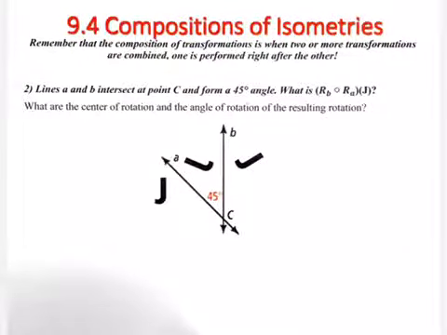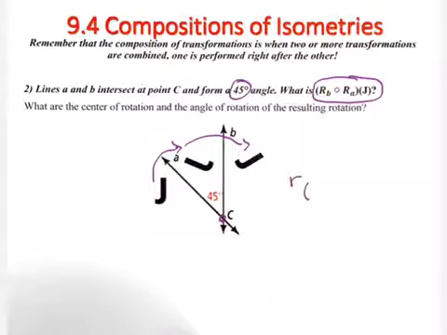Lines A and B intersect at C and form a 45-degree angle. What is the reflection of J across these 2 lines? So once again, they go across A and then across B. Our center of rotation is the intersection point C, so we're looking at a rotation of 90 degrees around point C for J. So a reflection across 2 intersecting lines is equal to a rotation of double the angle of intersection around the point of intersection, for whatever you're trying to reflect or rotate.